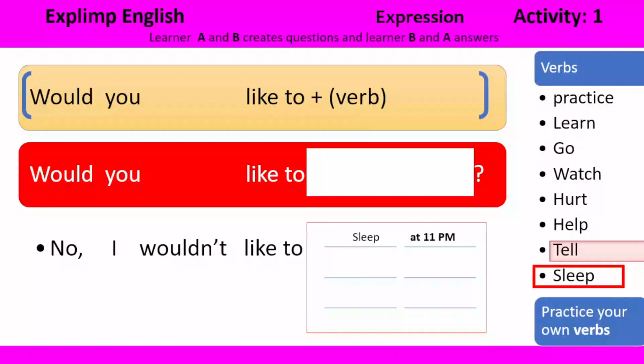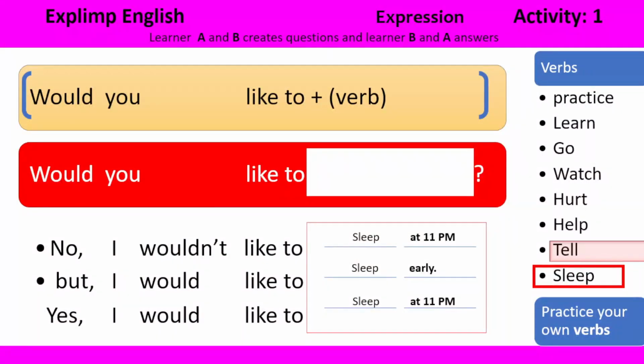The answer could be, no, I wouldn't like to sleep at 11 p.m., but I would like to sleep early. Like if you don't want to sleep at 11 p.m., you could simply say, if someone asks you, would you like to sleep at 11 p.m.? You could say, no, I wouldn't like to sleep at 11 p.m., but I would like to sleep early because sleeping early is better for a healthy life. Or you could say, yes, I would like to sleep at 11 p.m. Maybe at night time you do have some sort of work, so that is the reason you might be sleeping at 11 p.m. Okay, now what is the next?